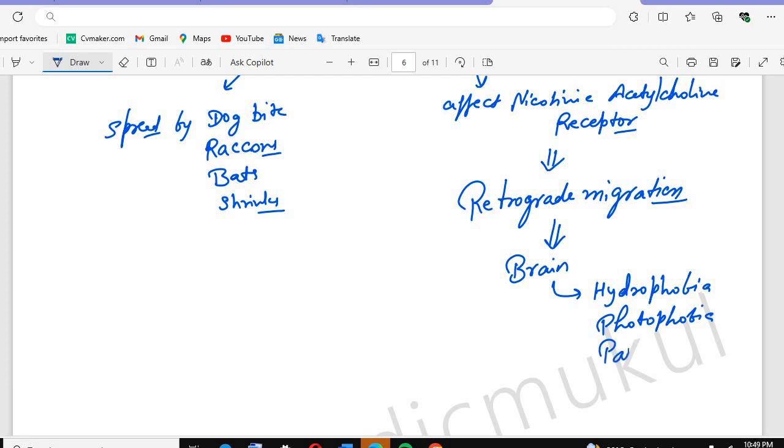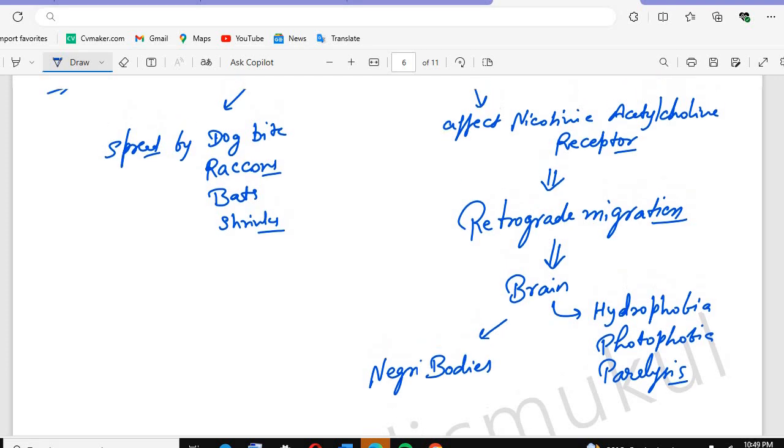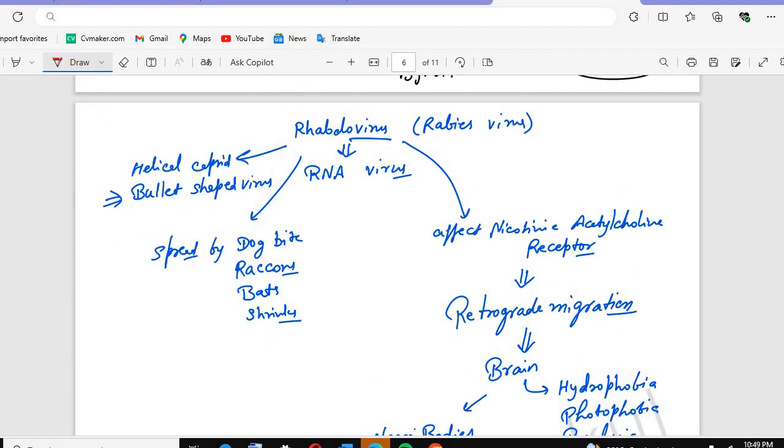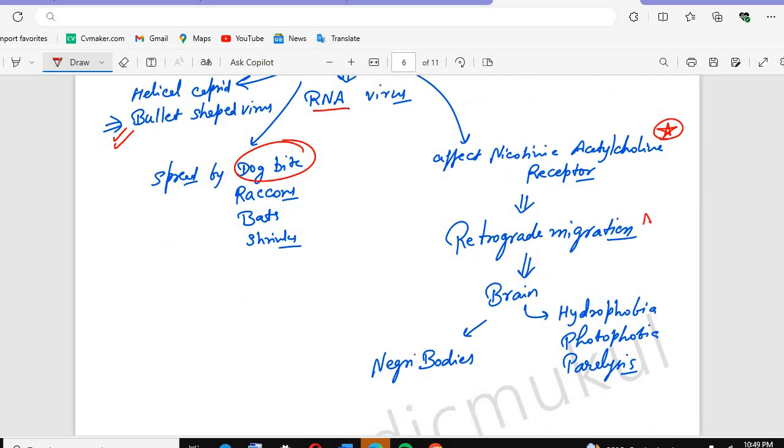Finally, the patient will land up with paralysis. In the brain, which bodies will we see? Negri bodies. Always remember, if it is a case of rhabdovirus, it is an RNA virus and a bullet-shaped virus that spreads by dog bite and affects nicotinic acetylcholine receptors. It has retrograde migration to the brain, and in the brain Negri bodies are formed in rabies.